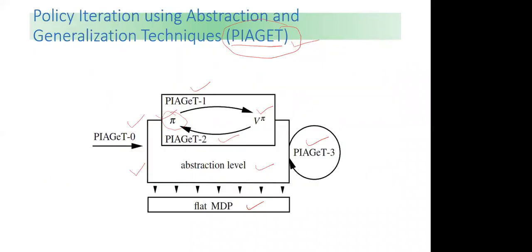So you have seen here that we have Pygate 0, then Pygate 1, Pygate 2, and Pygate 3, along with their abstraction levels. Now we are concerned with what the flat MDP will be.